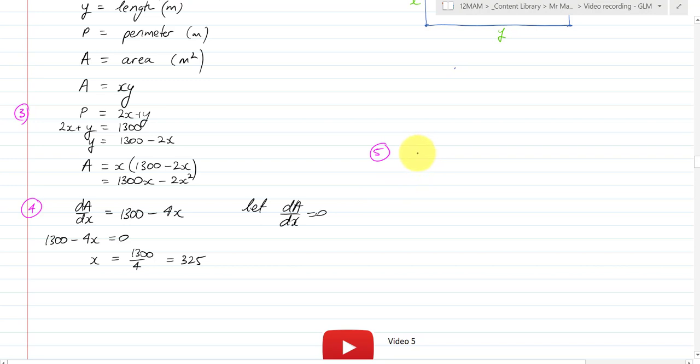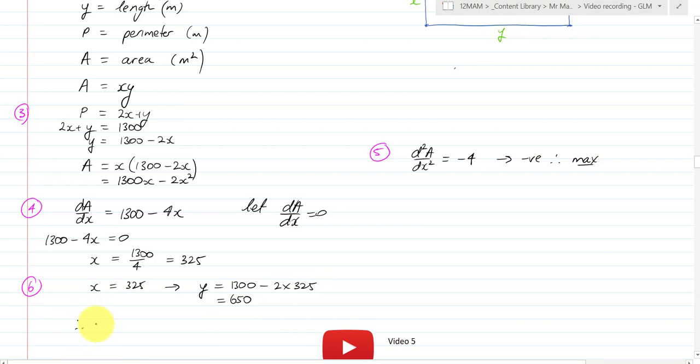Step 5, which I always do over on the side somewhere, is to check the nature. This is a nice easy function to derive, so d squared A over dx squared is equal to negative 4, which is always negative, and therefore this is a maximum because the second derivative is negative at every point. And step 6 is to put this back into context. If x equals 325, then y is equal to 1,300 minus 2 times 325, which equals 650.